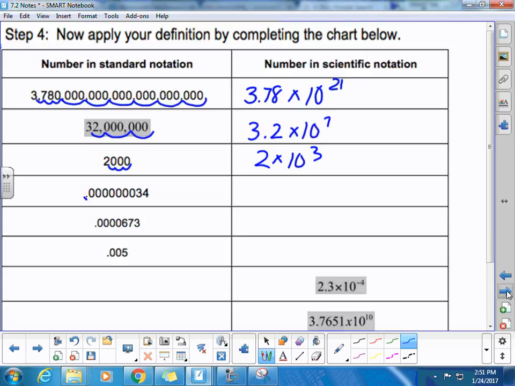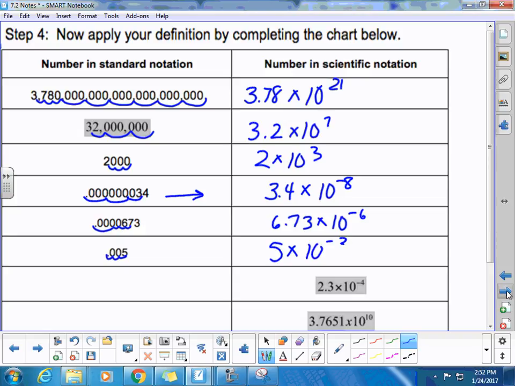This one I go 3, 6, 8, but I go that way, so they're negative. So it's 3.4 times 10 to the negative 8th. Remember, if we were trying to write numbers less than 1, we're going to have a negative exponent. So this is 3, 4, 5, 6. So 6.73 times 10 to the negative 6. This one we have to go over 1, 2, 3. So we'd get 5 times 10 to the negative 3rd.